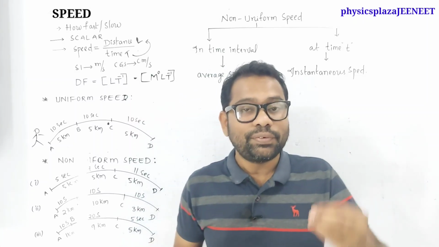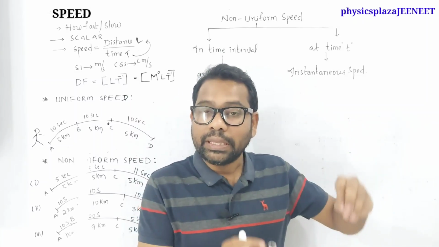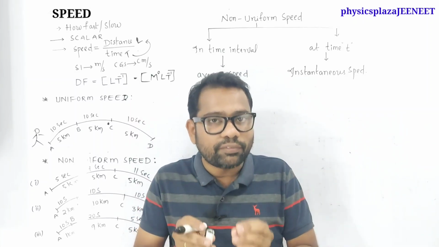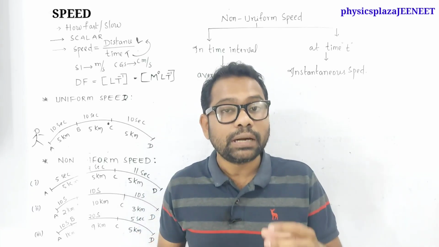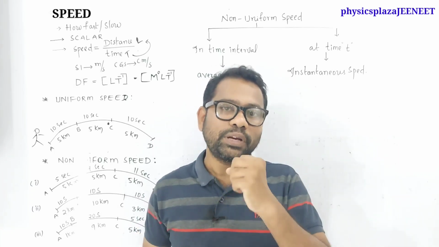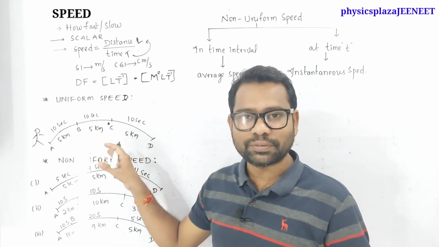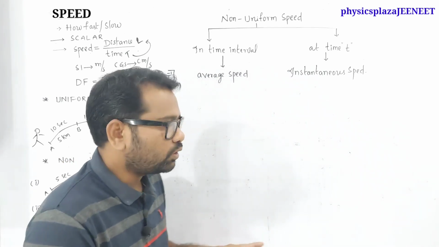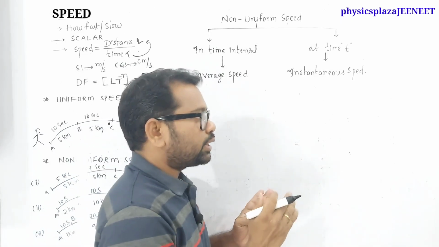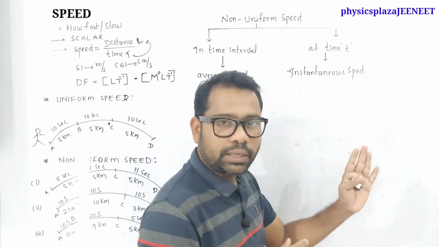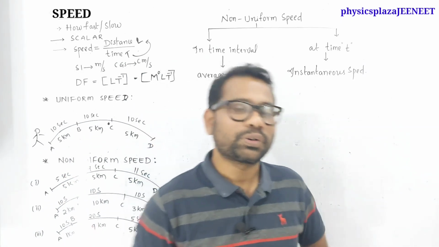Children, I repeat, if any object is covering equal distances in equal intervals of time, then we can say that the body is going with a uniform speed. Is it clear? Fine. But do you think that it is possible in our day-to-day life? Whenever we are going, can we go 1 meter in 1 second, 1 meter in 1 second, like that? It is not possible.